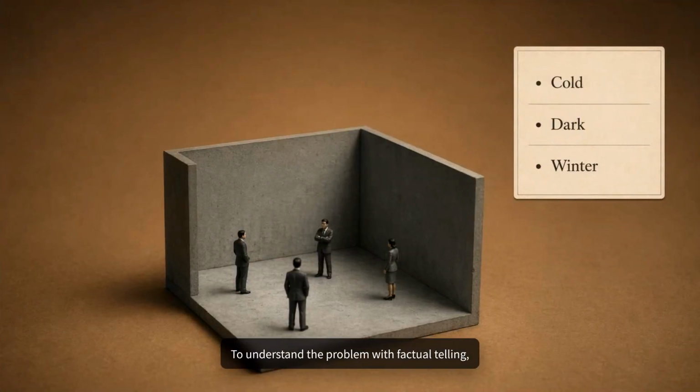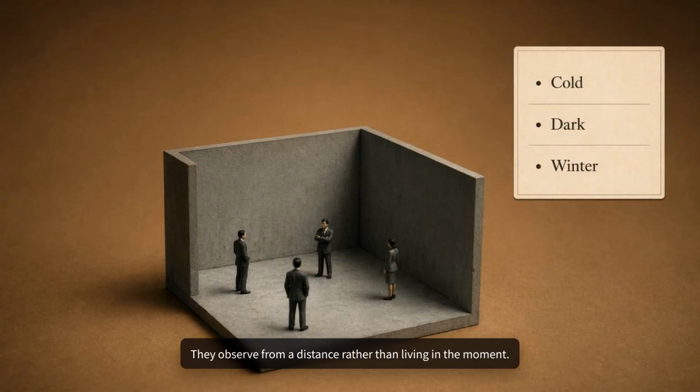To understand the problem with factual telling, let's look at a concrete example. Consider this typical narrative snippet. The room was cold and dark, and it was winter. On the surface, this accurately conveys information. But notice how it completely fails to engage the reader's senses. It simply delivers a sterile list of facts. There is no texture, no sound, and no human experience anchoring the scene. As a result, the reader stays outside the story. They observe from a distance rather than living in the moment.